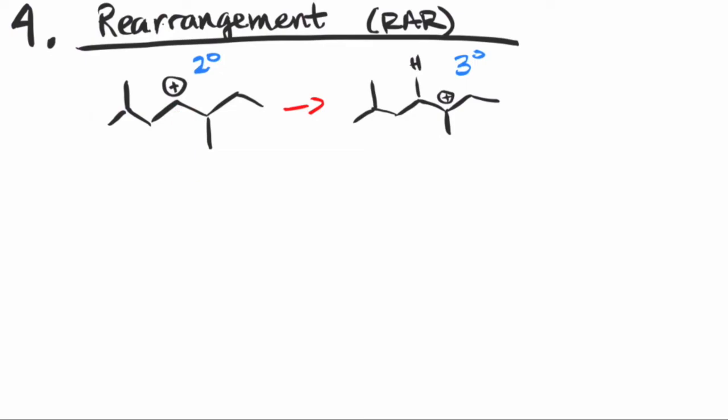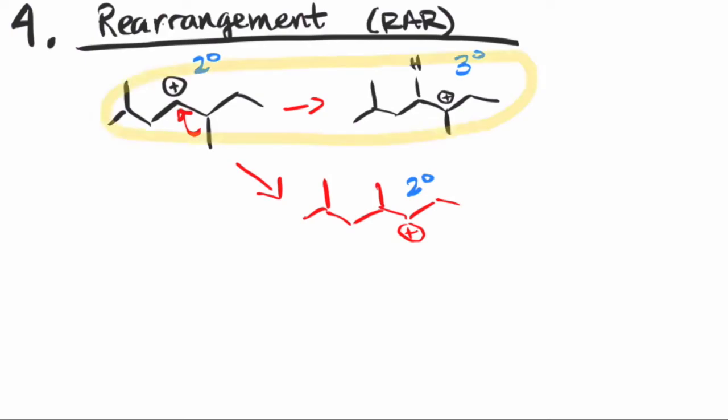Now let's say you didn't see that hydrogen and instead you drew a methyl shift. Would this be okay? This would not, right? Because you did a methyl shift that only gave you another secondary carbocation. Since you did not gain anything, this reaction has no driving force, so it will not happen. So in fact, this is the route you want to take.